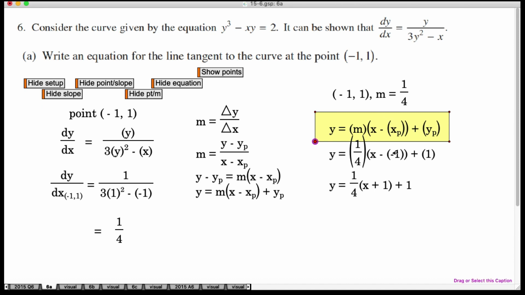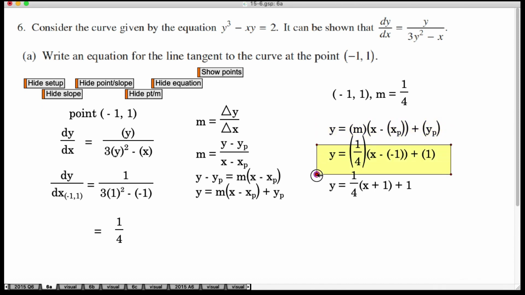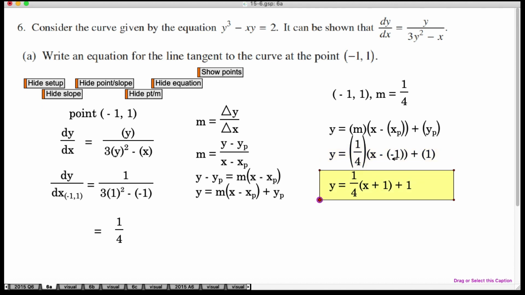So it's x minus minus 1, and then I plug in a plus 1 for the y point, and that's your plus 1 there. And then I'm just going to clean this up a little bit. You don't have to do much with it. I just don't like two signs in a row like this. So it's 1/4 of the group x plus 1 plus 1. And you don't have to do any more with that. That's the equation of the tangent line at that point.